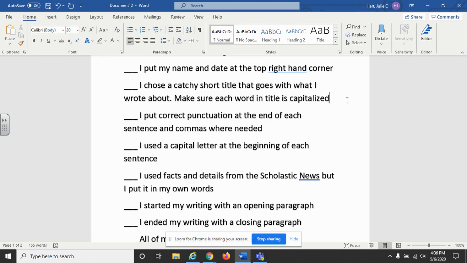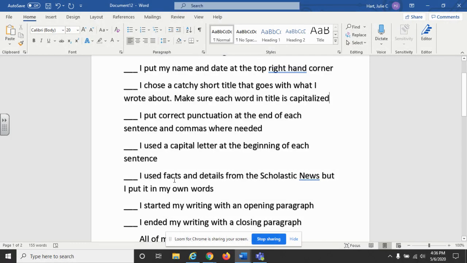Then the next one says, I used a capital letter at the beginning of each sentence. So everywhere you put a period, the next word needs to start with a capital letter. So if you realized back up here that there's a sentence you forgot to put a period in and you added it, then you need to make sure that the next word for the next sentence starts with a capital letter. And of course, the capital letters in the title.